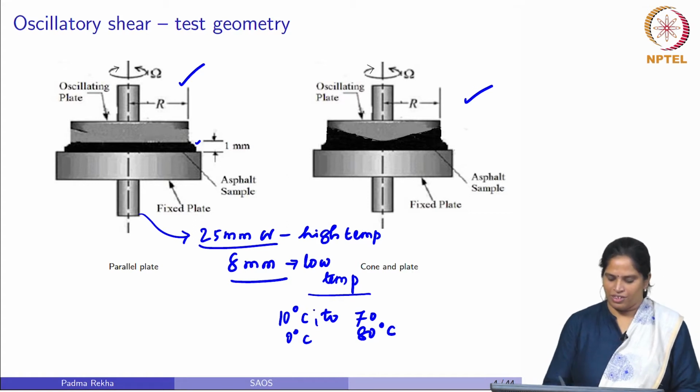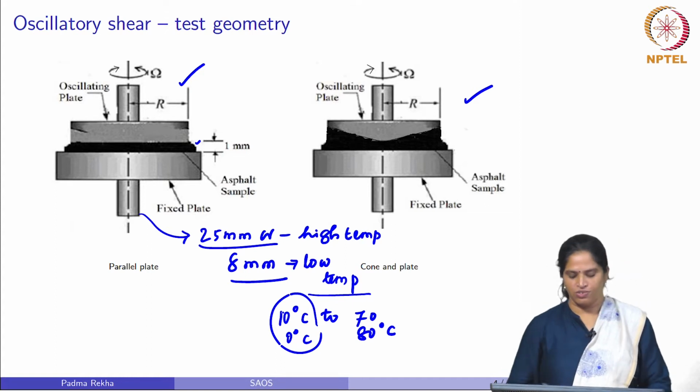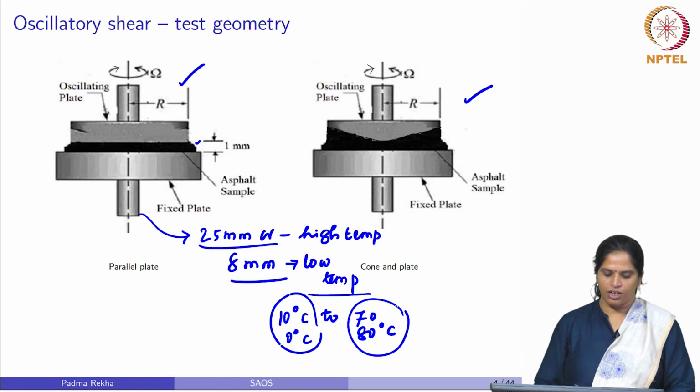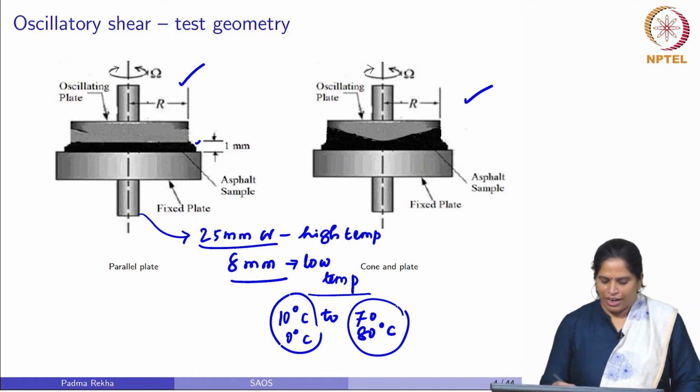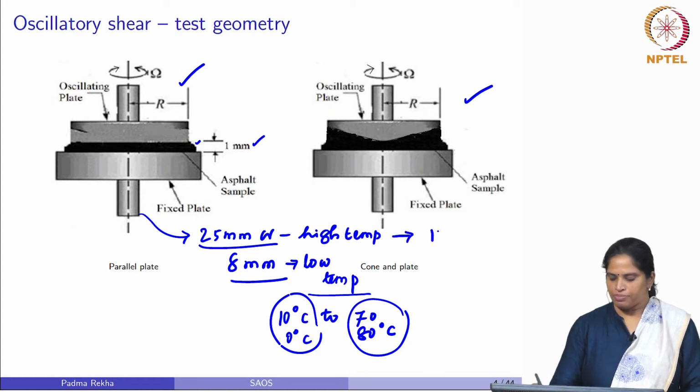The low temperature range, again, varies depending on the binder stiffness, and the high temperature range will be like 70 to 80 degrees, again varying with the binder stiffness at this temperature. Depending on the geometry we also vary the height of the sample. We keep 1 mm height for a 25 mm diameter, and we keep 2 mm height for an 8 mm diameter.